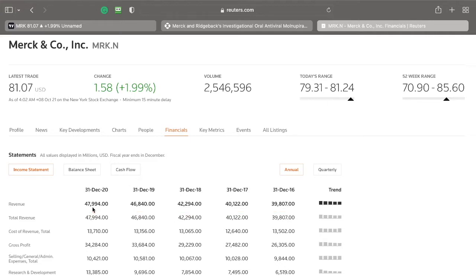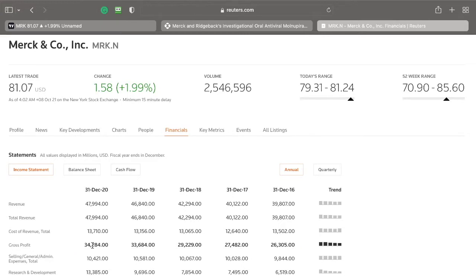And the next one we'll take a look at is gross profit. So gross profit for 2016 was $26 billion, 2017 was $27 billion, 2018 was $29 billion, 2019 it was $33 billion, and in 2020 it was $34 billion. So gross profit, similar to revenue, has been steadily increasing throughout the years. So far, the top line numbers for Merck have been pretty good.